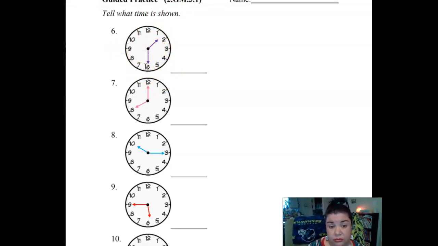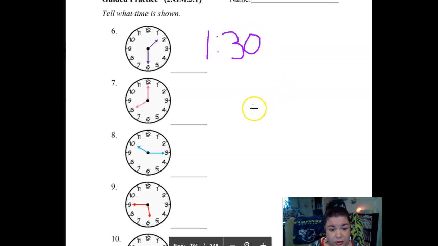Pause the video, write down your answer, and come back and check your answer. So pause now. Okay. So since it's between 1 and 2, it's going to be 1 o'clock. And on the 6, it is 30. So it's 1:30. This one, the hour hand is on the 8, and the minute hand is on the 12. What is that one? Pause the video now, write it on your whiteboard, and then come back, unpause your video, and check your answer.